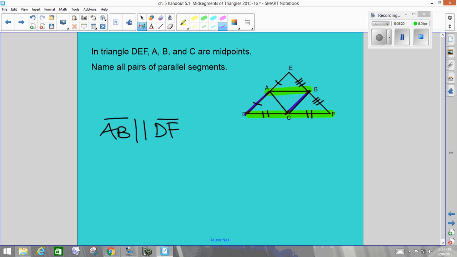She says DE and BC, Micah. Okay. Would you agree with her? That makes more sense? But this one doesn't make sense, AD and BC? But if it's parallel to the whole thing, wouldn't it be parallel to the half of it also? Right?